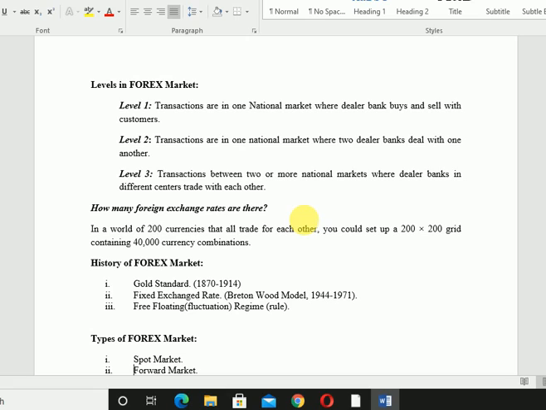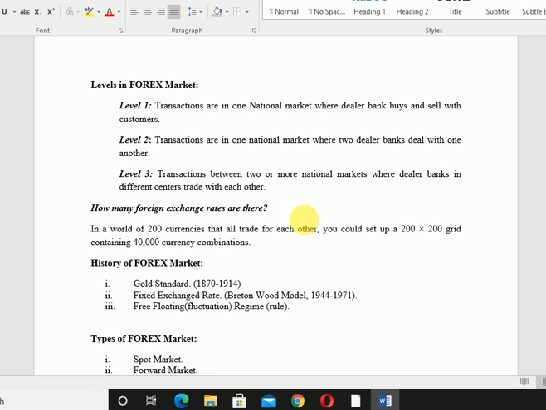In the whole world, there are 200 currencies. So 200 multiplied by 200 gives 40,000 combinations of currency. Like we can convert Afghani to dollar, Afghani to euro, Afghani to pound, and so for each and every currency there are 200 combinations with each country. So the total combination of these 200 currencies is 40,000.